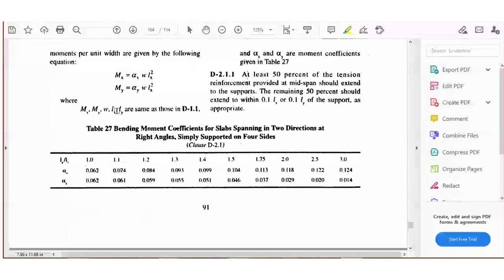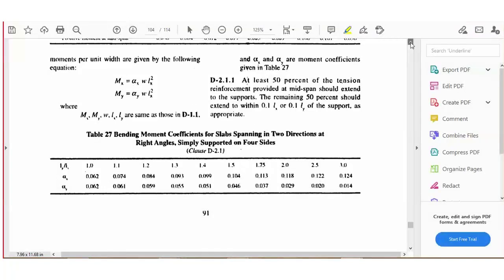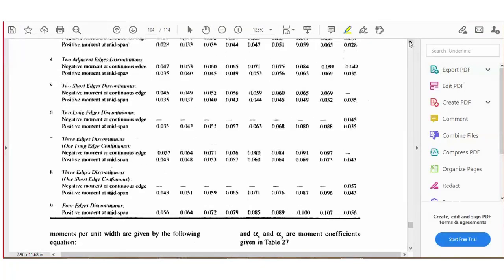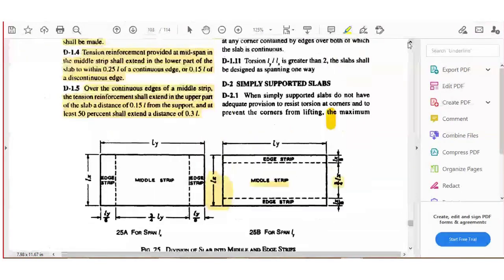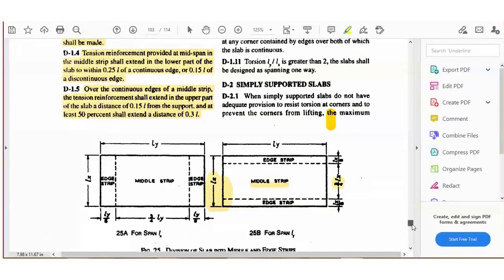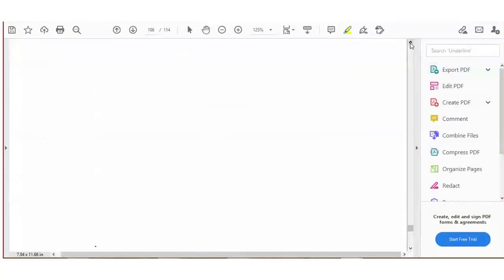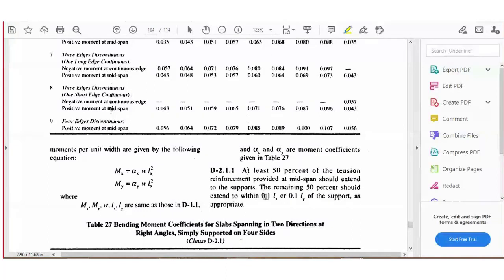Again the same expression, but the only thing is when you have all four edges discontinuous but corners are allowed to lift. So please understand, corners are allowed to lift. If corners are allowed to lift, then you have to refer to table number 27. You will not be referring to table number 26. So this is what the code has suggested.